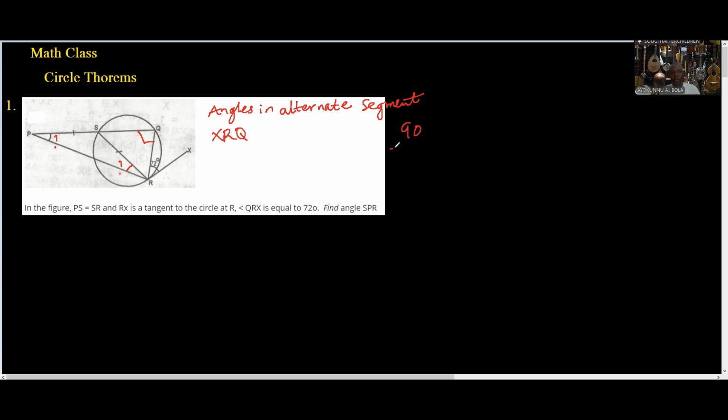90 minus 72. So what is the answer of this? 10 minus 2, 8. 8 minus 7, 1. Okay. So that place is 18 degrees. So the sum of angles in a triangle equals 180. To get where is 18 degrees? This place? Yes. Okay.